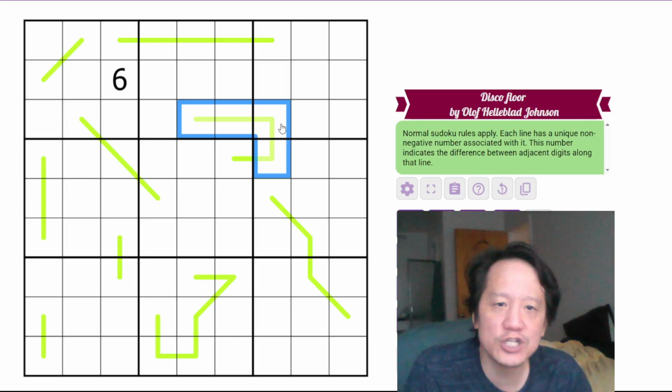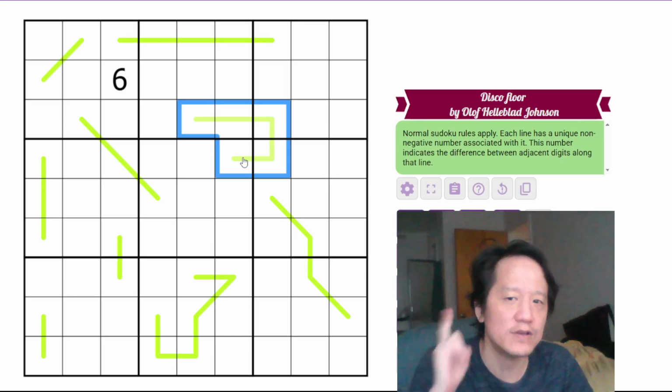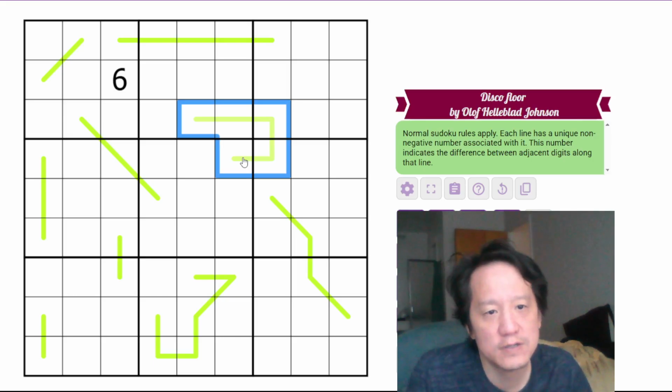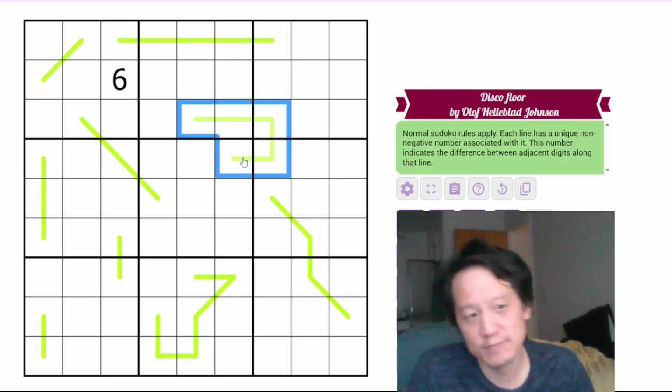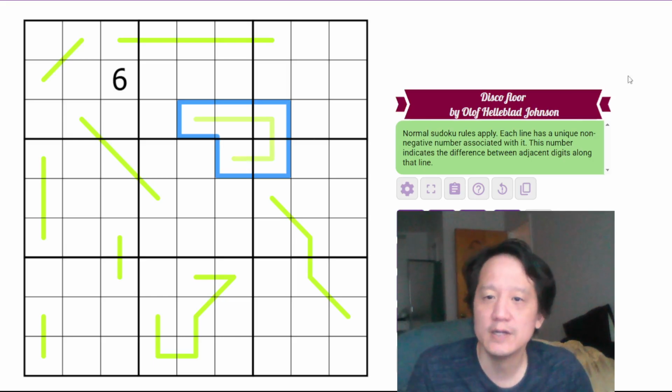And each line has a unique non-negative number associated with it. So non-negative means just that, not negative. So keep that in mind. And those are all the rules.